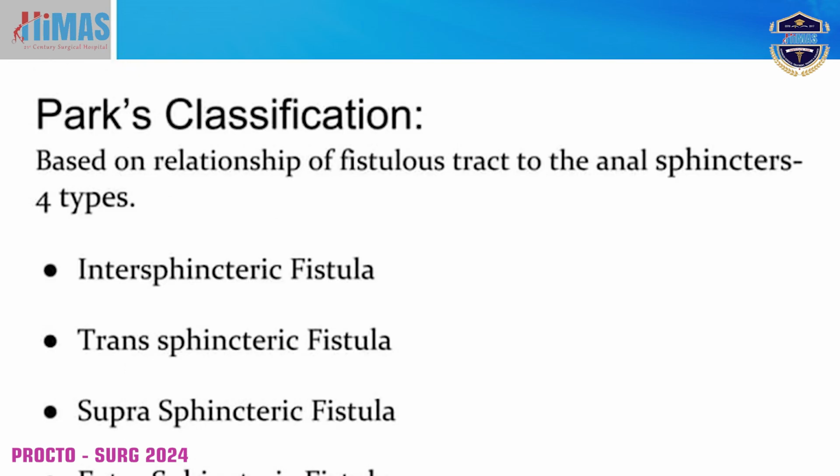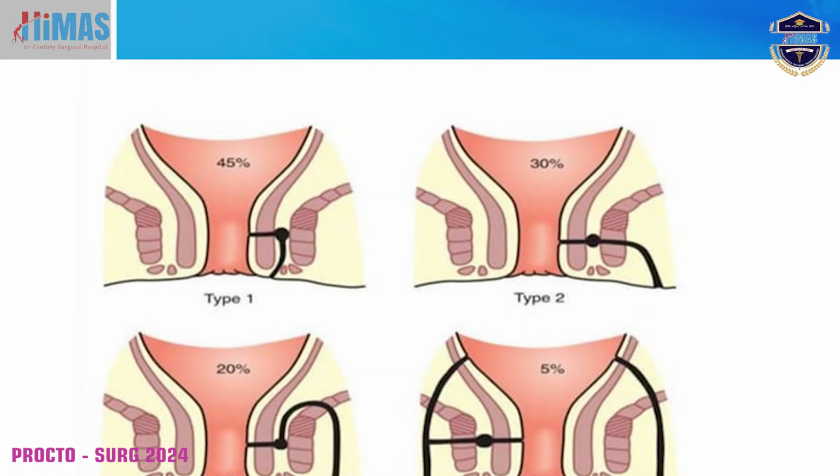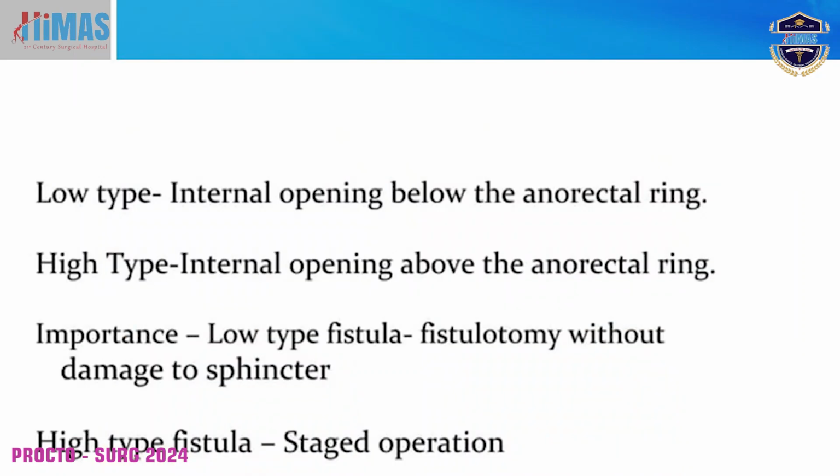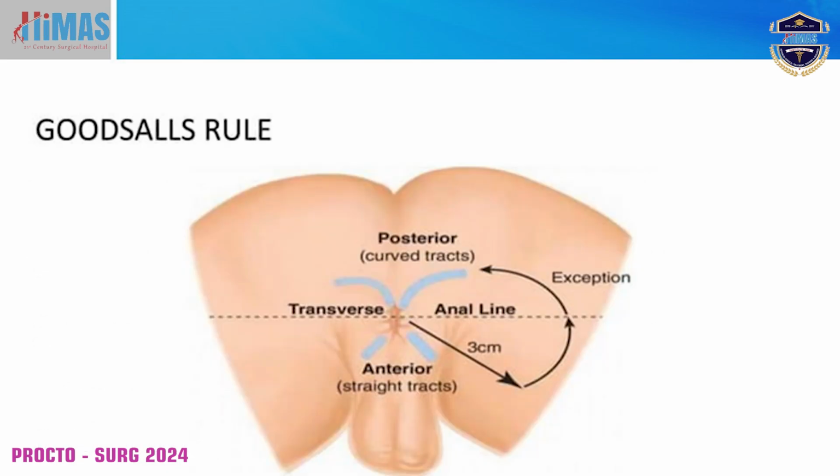As a classification, we routinely follow this: intersphincteric fistula, transsphincteric, suprasphincteric, extrasphincteric. Based on the opening, we can classify this as a low type, high type, and also simple or complex. As you know, Goodsall's rule gives an idea where the internal opening and the external opening are. There are some deviations from Goodsall's rule as well.